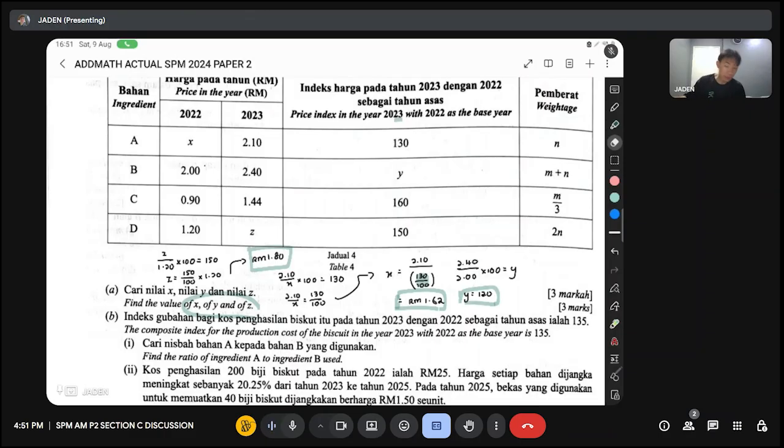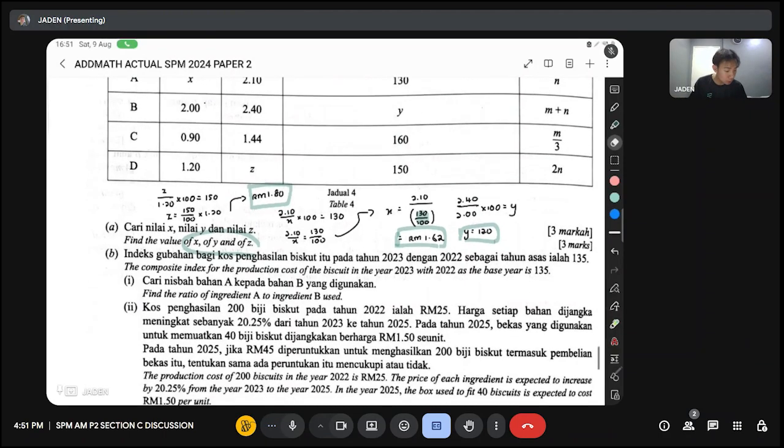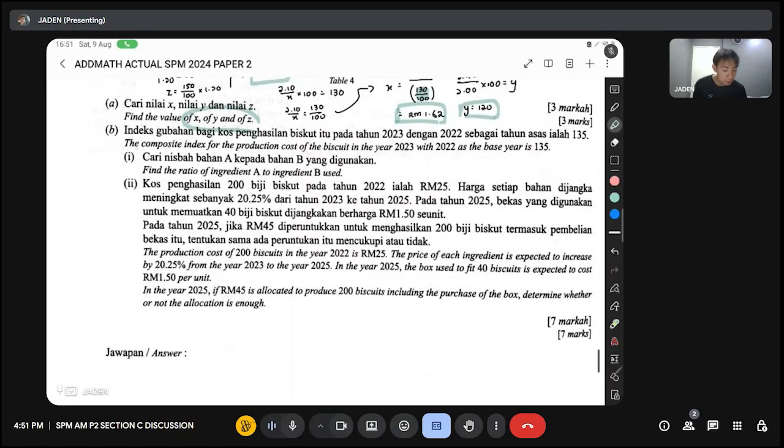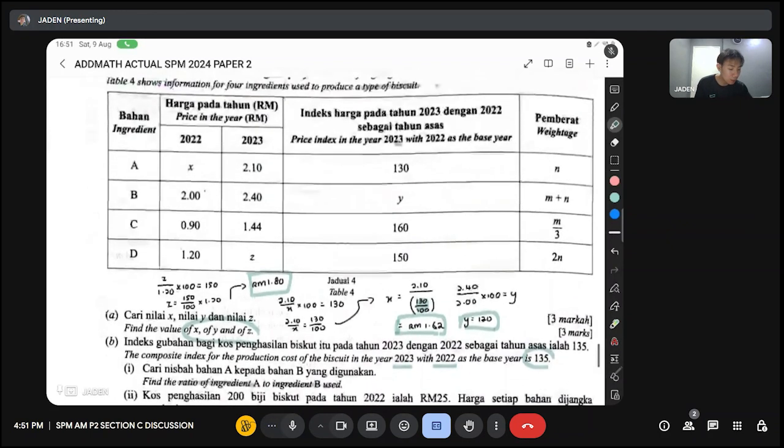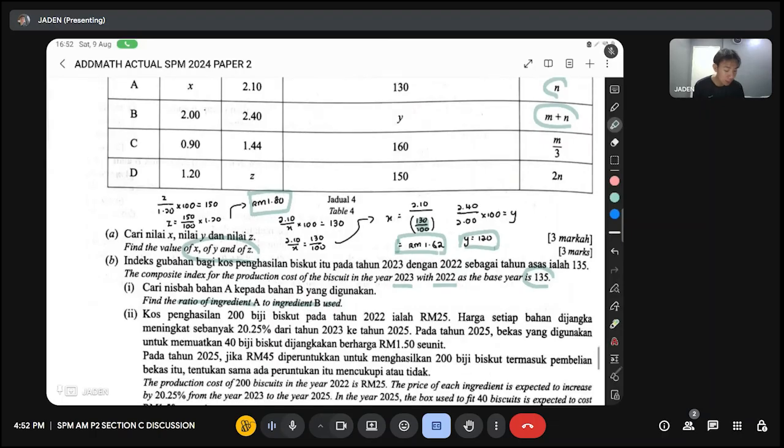And then we're going to move on with part B, B1. For B1, it says the composite index for the production cost of the biscuit in year 2023 based on 2022 is 135. Find the ratio of ingredient A to ingredient B used. Okay, that means in the end I just have to compare or write down their ratios for A and B. So that means I have to go and find my n value and my m value first. Okay, so how do I do that?